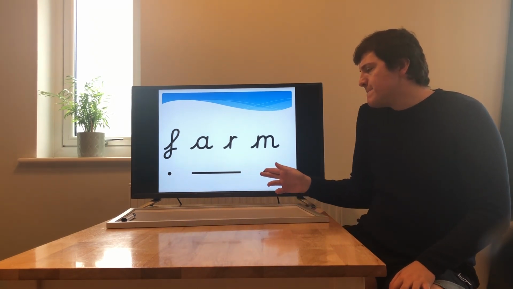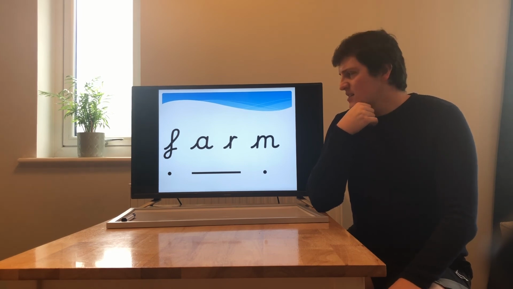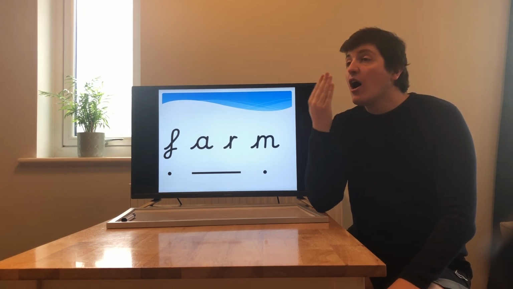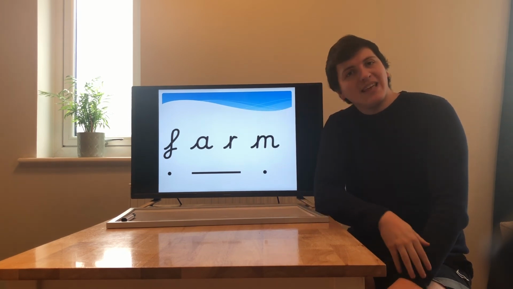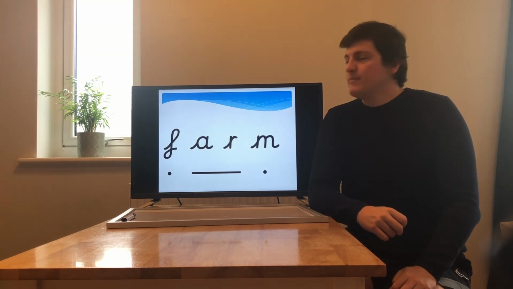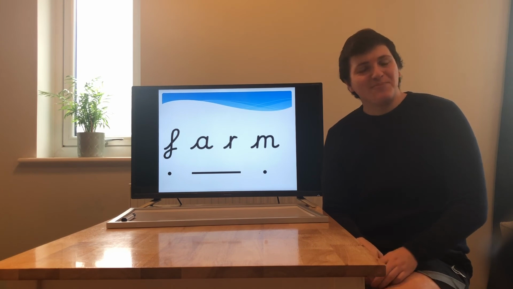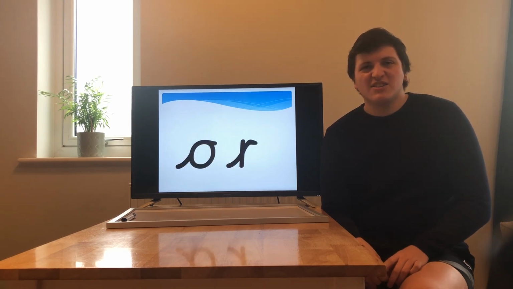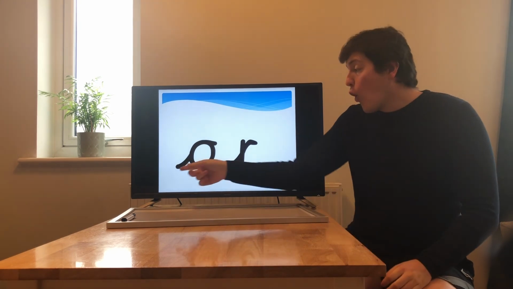Can you blend that together without me? Arm. Farm! Where the animals might live, or where you might get eggs from. There's lots of things that happen at a farm. We love farms. Farm! Well done.